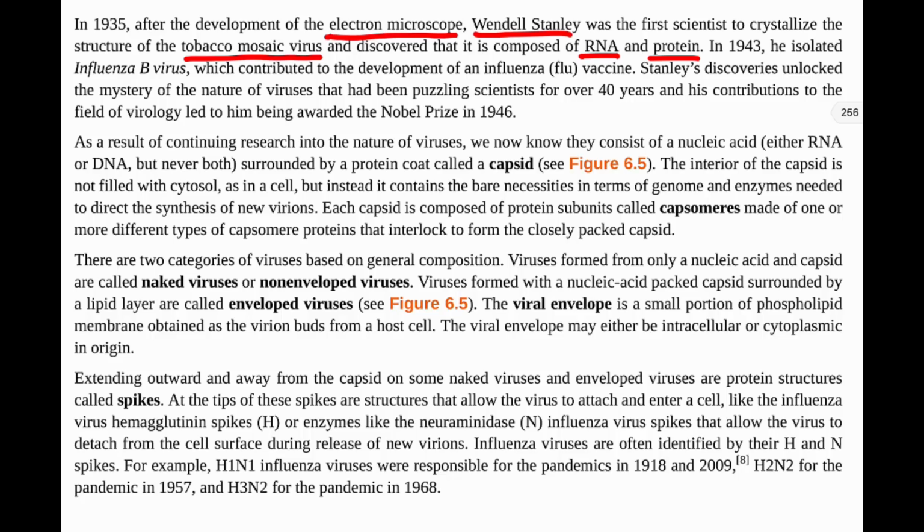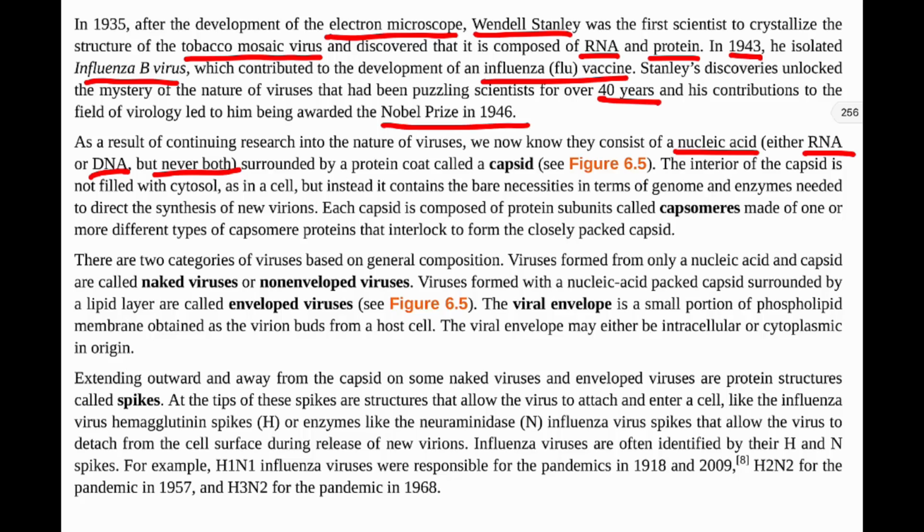So what they saw was in this tobacco mosaic virus that it was composed of RNA and protein. In 1943, he isolated the influenza B virus, and that is what contributed to the beginning of a flu vaccine. Stanley's discoveries then unlocked the mysteries of nature that have been puzzling scientists for over 40 years. So he did end up getting the Nobel Prize in 1946 for his discoveries. As a result of this research into viruses, we now know that they consist of a nucleic acid, either RNA or DNA, but never both.